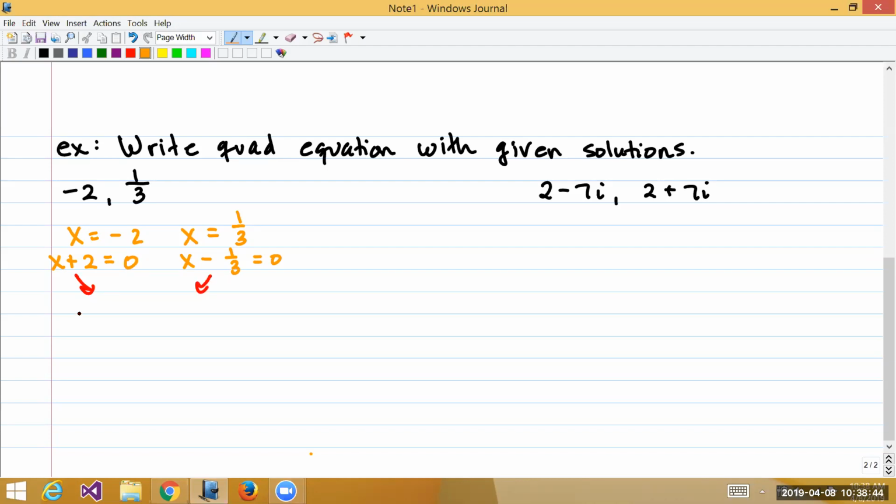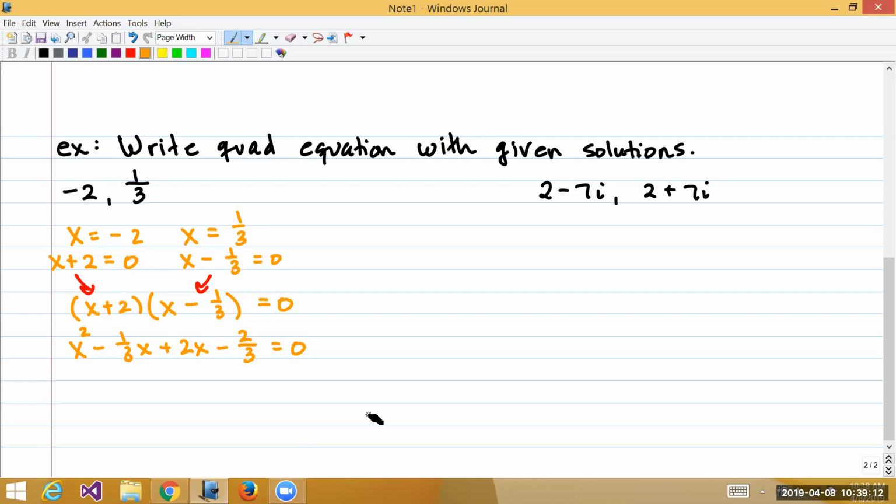So now we have x plus 2 times x minus 1/3 equals 0. Now it's a matter of FOILing. So let's FOIL this out. X squared minus 1/3 x plus 2x minus 2/3 equals 0.